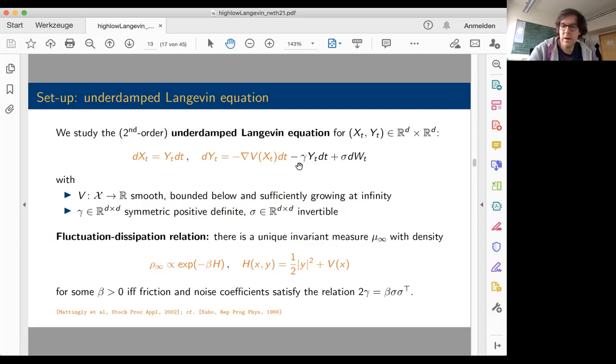So this causes dissipation because of the minus here, and because gamma is positive definite. And in order to compensate for the friction, because the Hamiltonian system would preserve energy, with the friction it would lose energy. In order to compensate for this loss of energy, I pump in energy by adding noise. And if friction and noise satisfy this fluctuation dissipation relation, then on average the energy will be preserved.